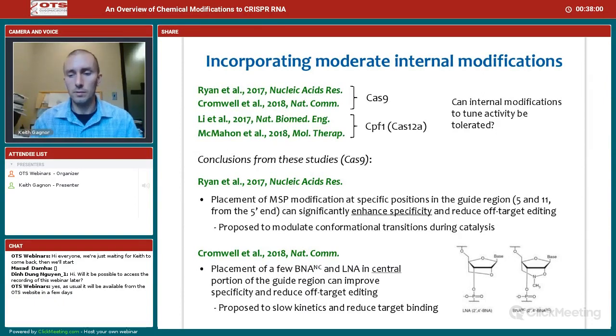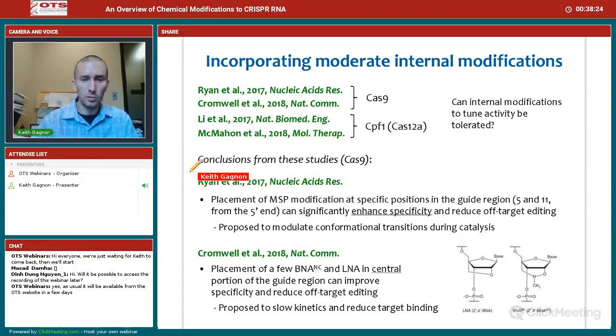So now, a couple of papers were looking more at where you can put modifications internally. Moving beyond just capping the ends or simple substitutions like DNA, can internal modifications be tolerated? Where can you put them? And can they be used to tune the activity of the enzyme?